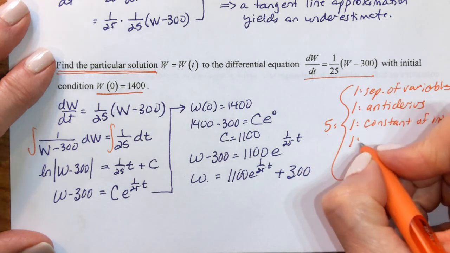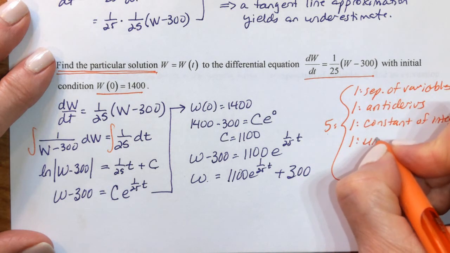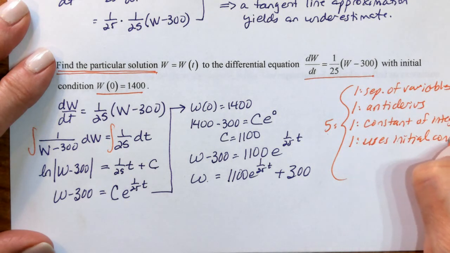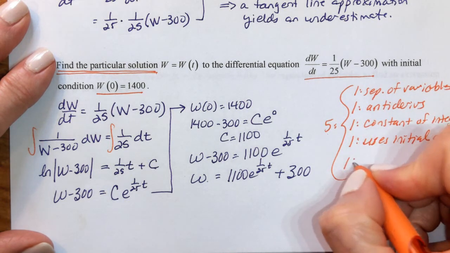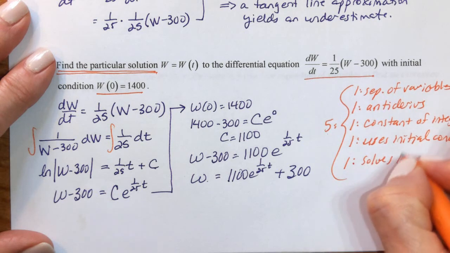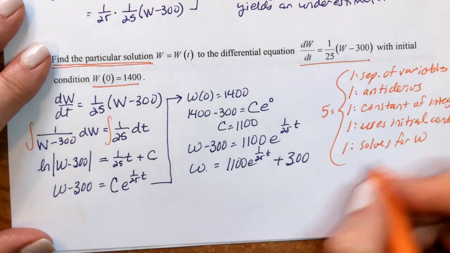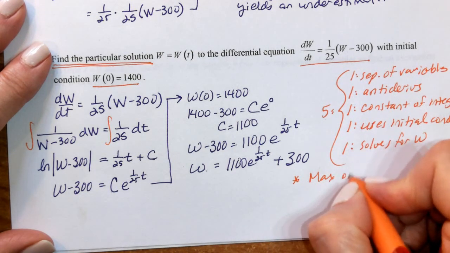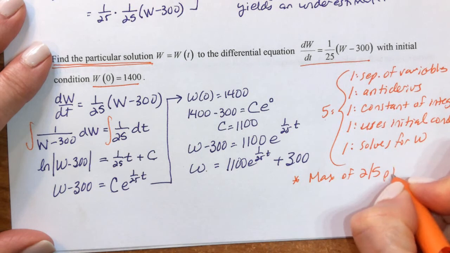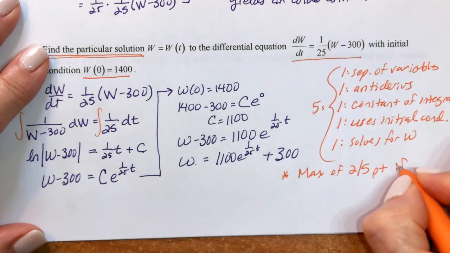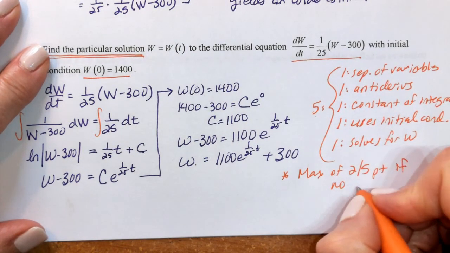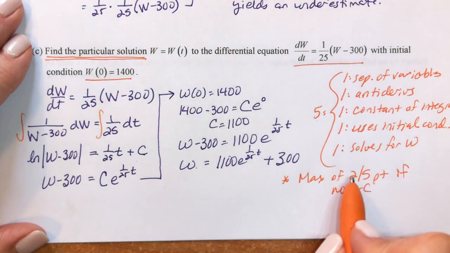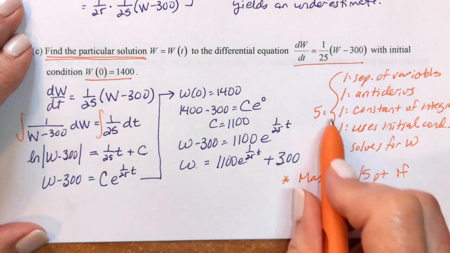1 point for uses our initial condition. And then 1 point for solving for W. With a little note, a maximum of 2 out of 5 points if no constant of integration, no plus C. If you forgot your plus C, at most you would get 2 out of the 5 points possible.